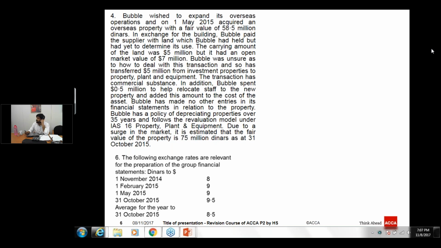There is a question from a student. Can you explain when the foreign exchange gain or loss goes to the equity or retained earnings?